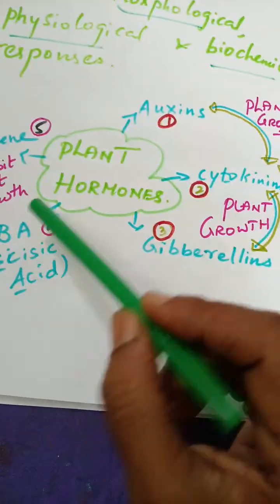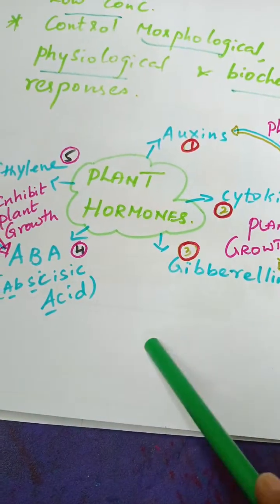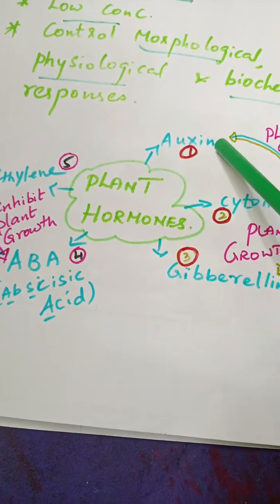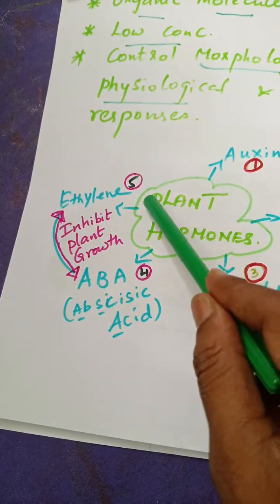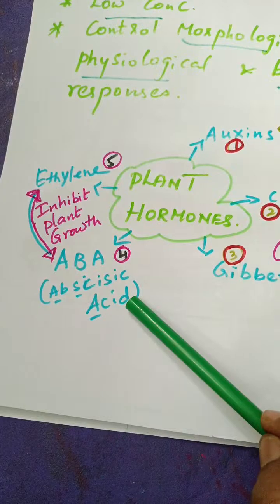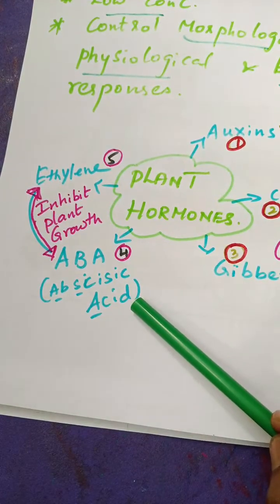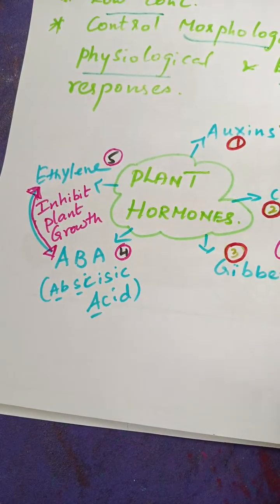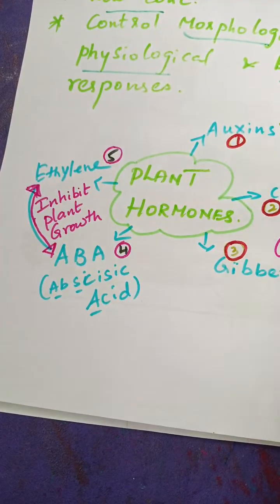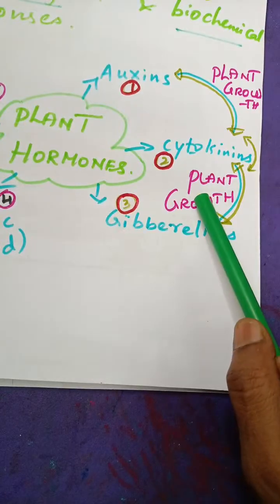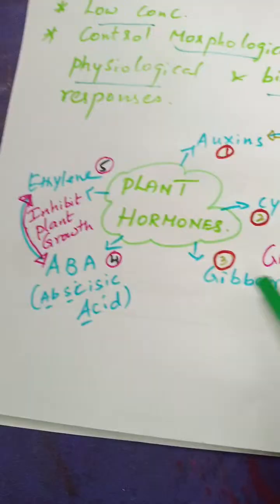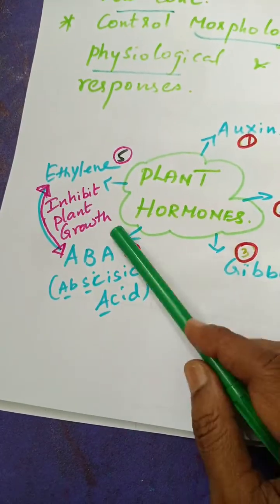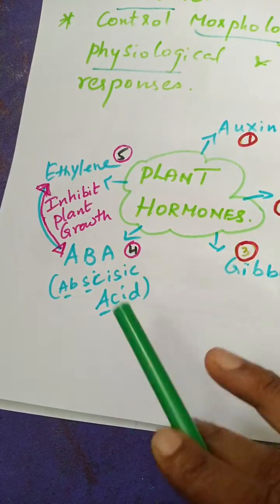Okay, so what are the five hormones we see in the plants? They are the auxins, the cytokinins, and the gibberellins, and then the ethylene and the abscisic acid. The auxins, cytokinins, and gibberellins are the three hormones which promote plant growth. And ethylene and abscisic acid are the two which inhibit plant growth.